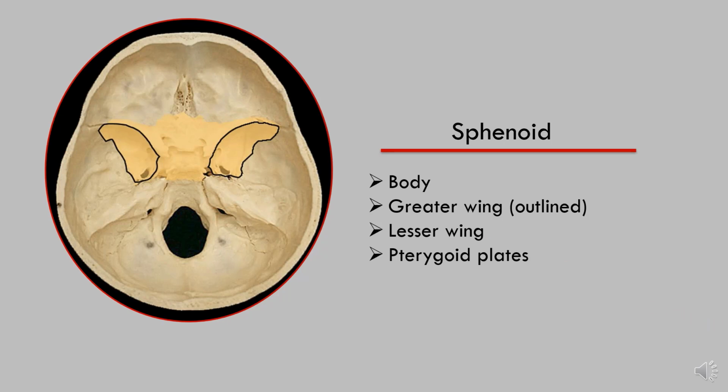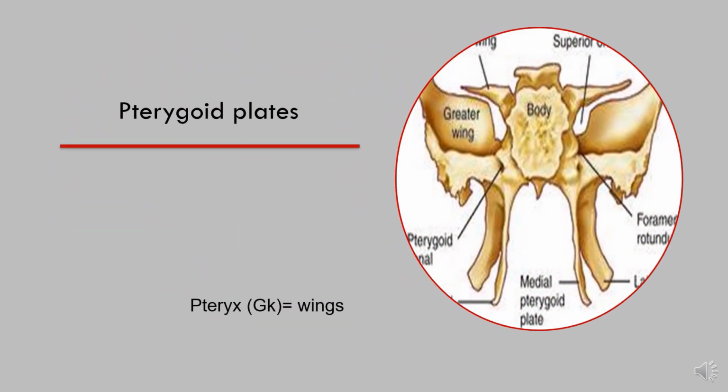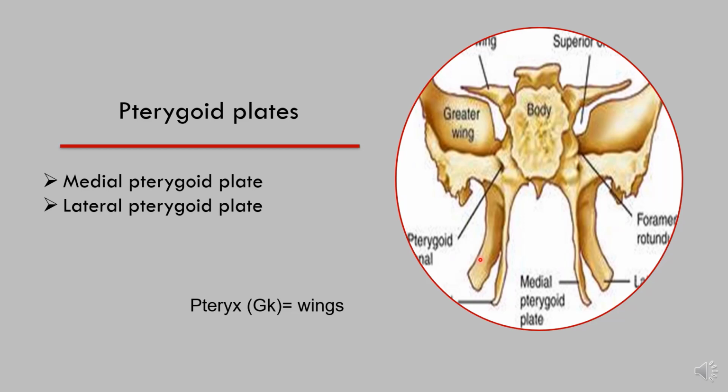Pterygoid plates are related inferior to the sphenoid bone. We can see here the pterygoid plates which are related inferior to the sphenoid bone. So this is the posterior view, this is the greater wing, body, and these are the pterygoid plates. There are two pterygoid plates on either side, medial and lateral.